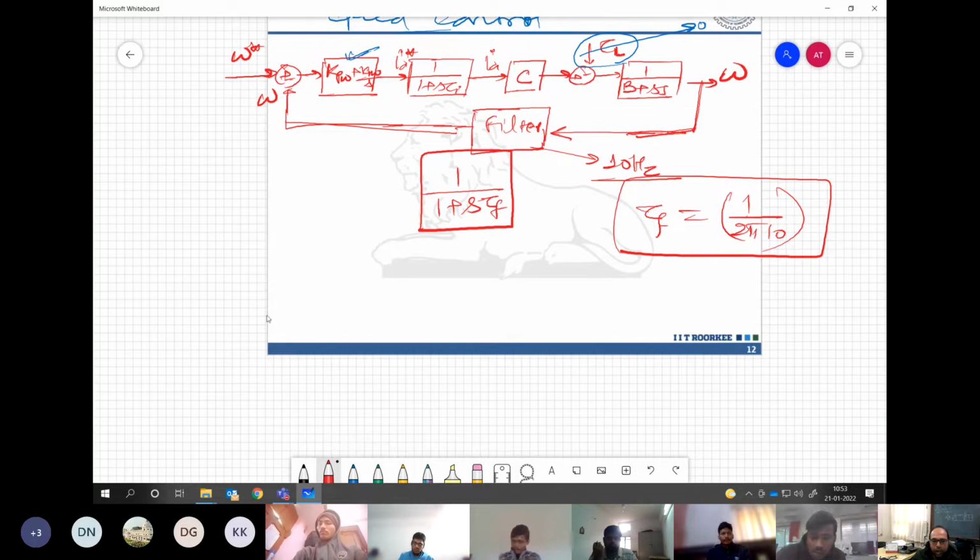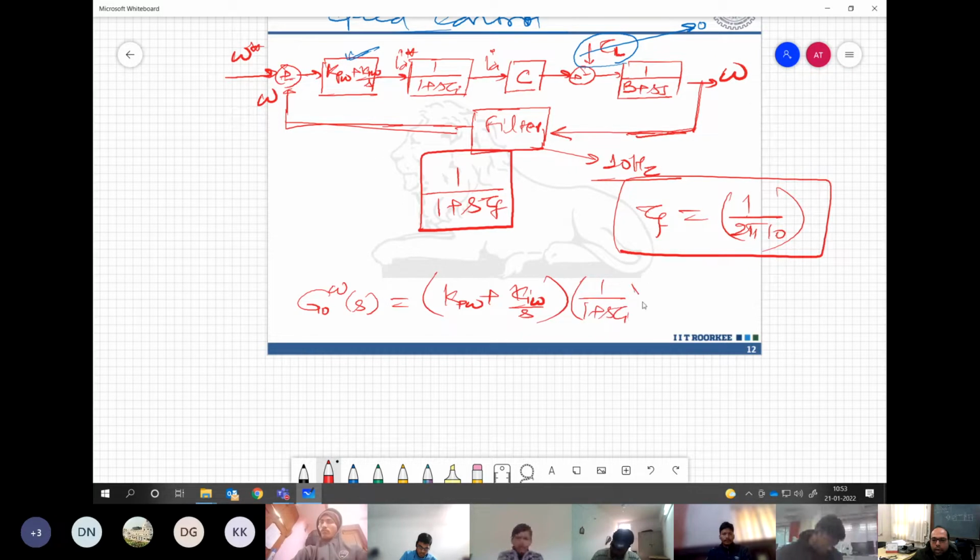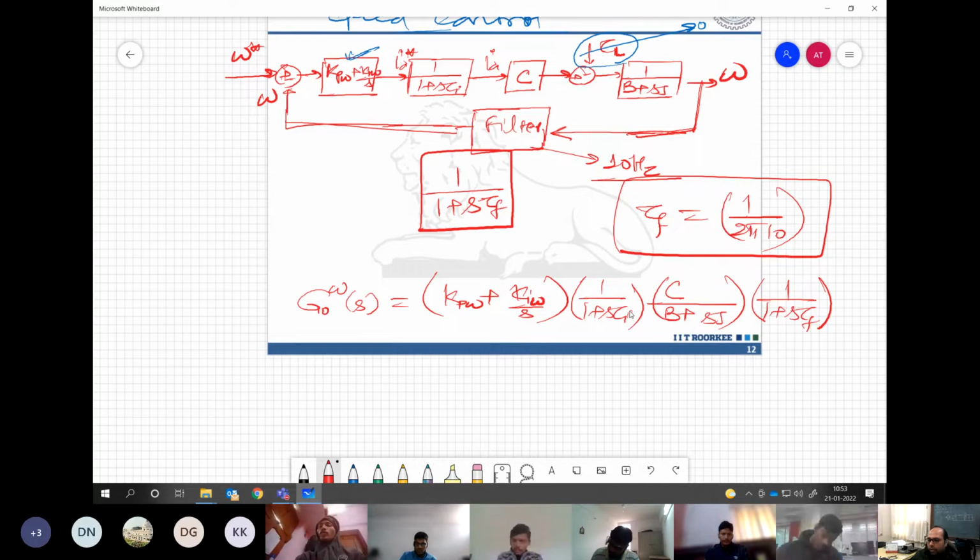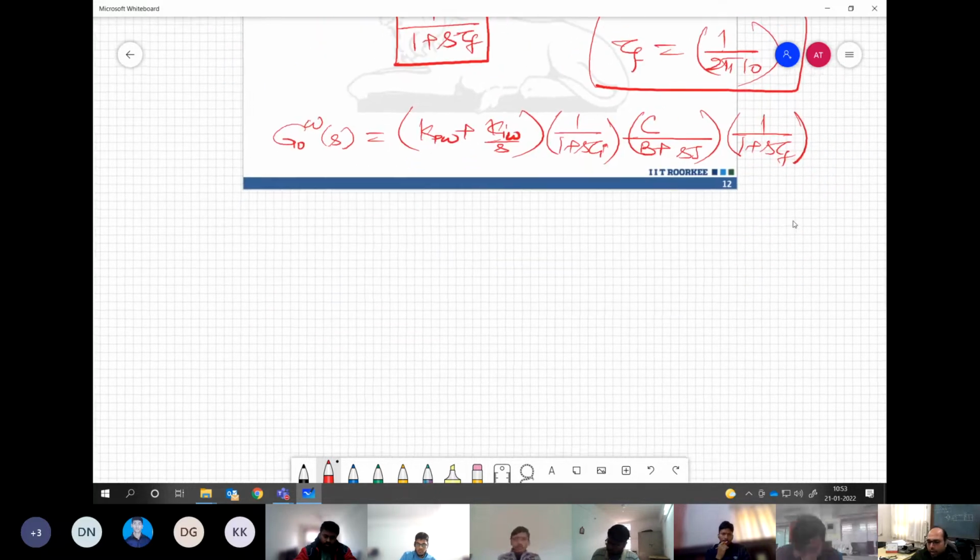Now, the remaining portion, whatever we have, if I write the open loop transfer function for the speed, we will have Kp omega plus Ki omega by S, then 1 by 1 plus S tau I, then C by B plus Sj, and then the filter, what is coming over there, 1 by 1 plus S tau F. So in total, it's a big transfer function, something like fourth order, isn't it? Compared to what current was having, first order, that was very, very simple. Now here we have a much bigger transfer function, so the design definitely has to be a little more involved.